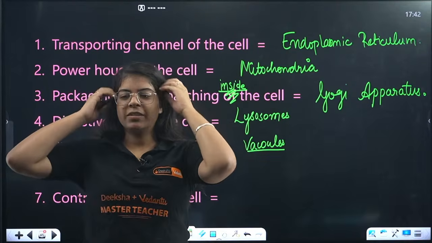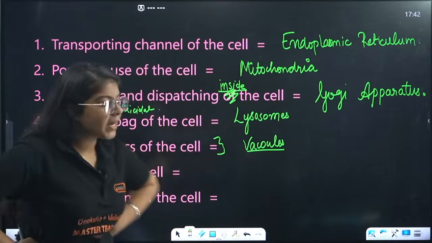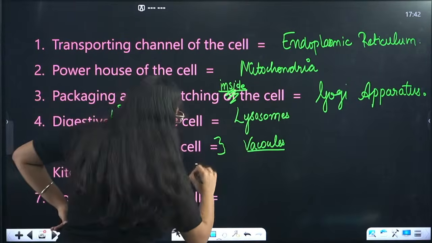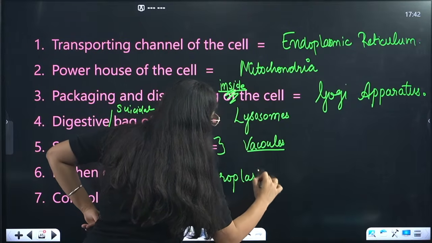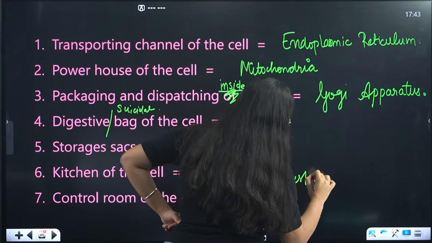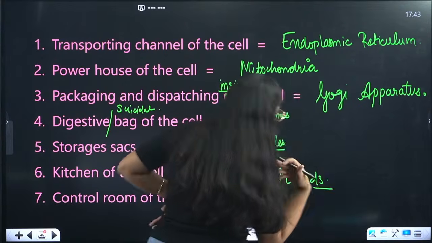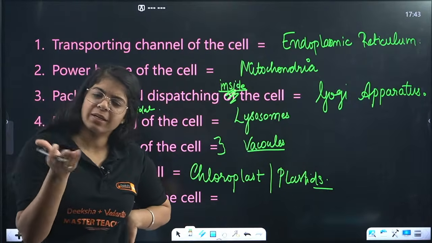Okay, mitochondria, how is mitochondria the kitchen of the cell, bacha? Okay, so you can write chloroplast as well as you can also write plastids. Chloroplast is actually a plastid, right? So you can write those.